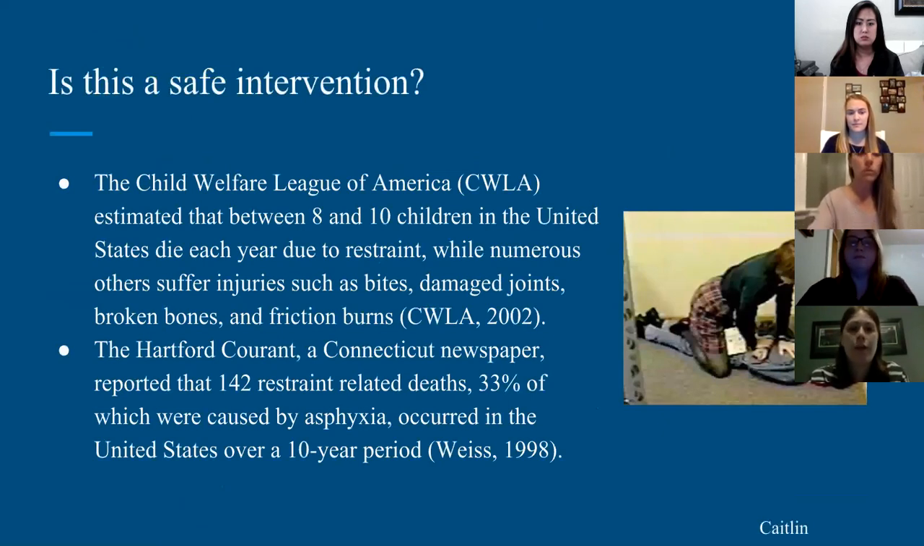According to the Child Welfare League of America, it was estimated that between 8 and 10 children in the United States die each year due to restraint, while numerous others suffer injuries such as bites, damaged joints, broken bones, and friction burns, which can be skin-on-skin contact or skin-on-surface like tables, chairs, or floors. The Hartford Courant, a Connecticut newspaper, reported that 142 restraint-related deaths, of which 33% were caused by asphyxia, occurred in the United States over a 10-year period.